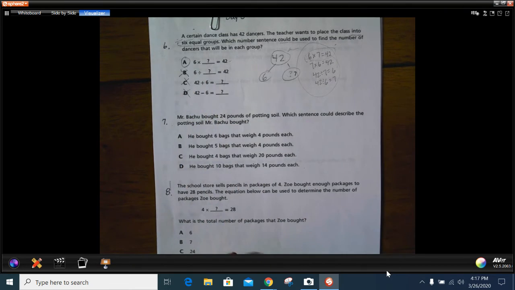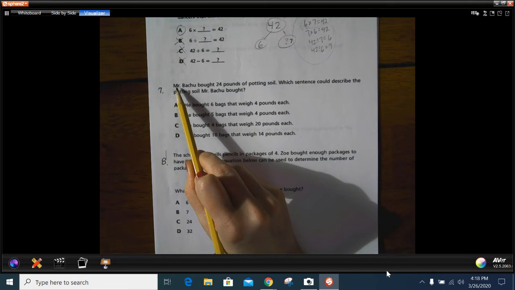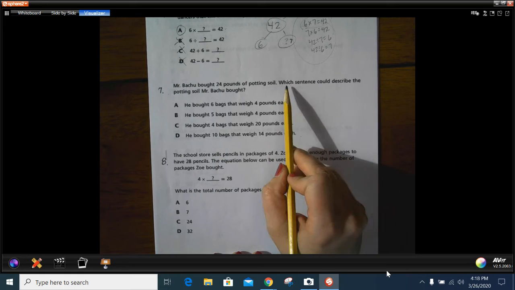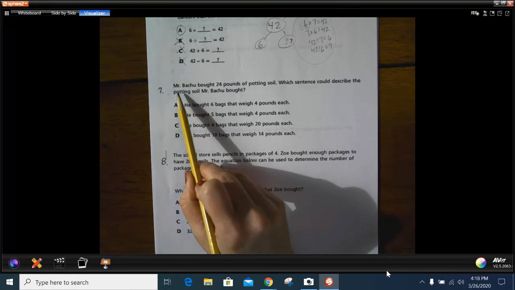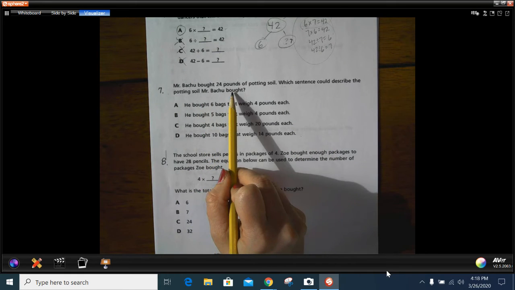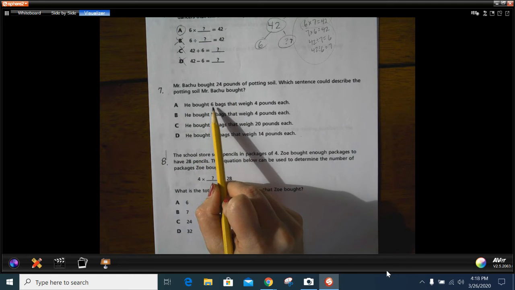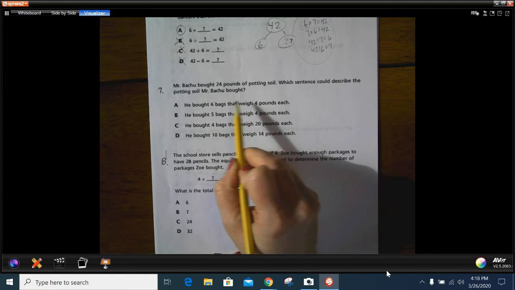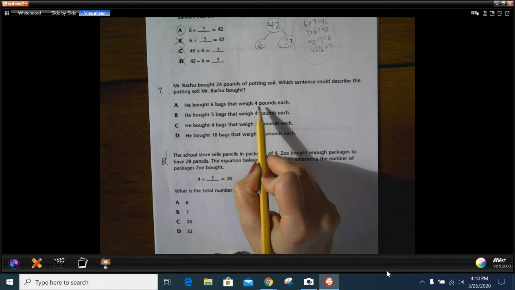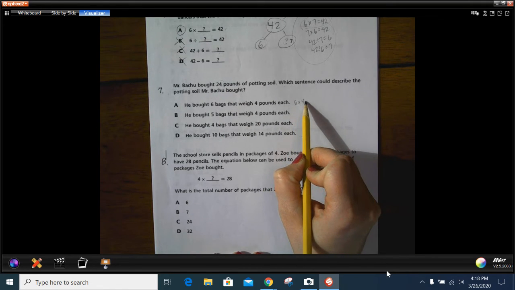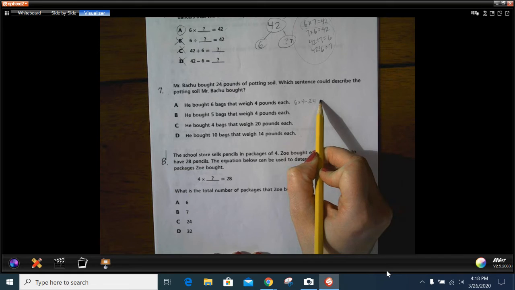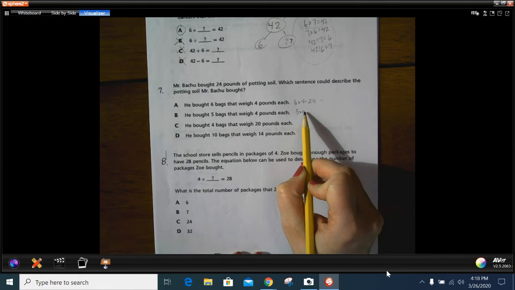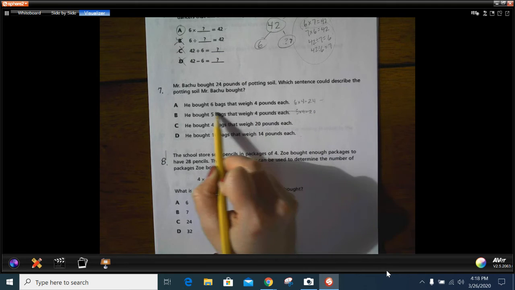A. Okay. Mr. Bachu bought 24 pounds of potting soil. Which sentence could describe the potting soil Mr. Bachu bought? A, he bought 6 bags that weigh 4 pounds each. So that would be, if we wanted to talk about that, 6 times 4, that could equal 24. That could be it. 5 bags that weigh 4 pounds each. 5 times 4 equals 20. Nope, doesn't look good to me.